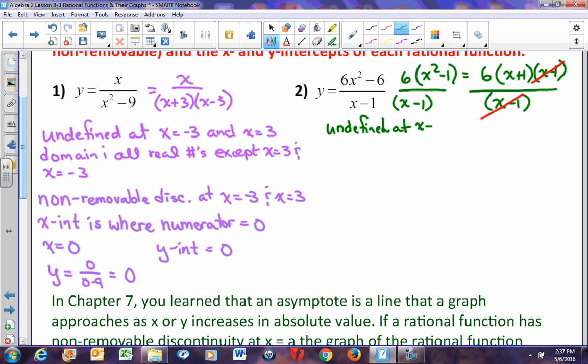At x equals 1. So, the domain is all real numbers except x equaling 1. That's where it will make it undefined. Okay. Since y equals 6 parentheses x plus 1, when it's simplified, except at x equals 1, we have a removable discontinuity because we could remove it. Notice how I canceled it out? That means I can remove it. If you can cancel it out, that means you're removing it. So I have removable discontinuity.